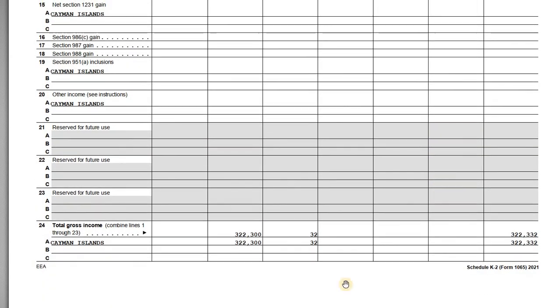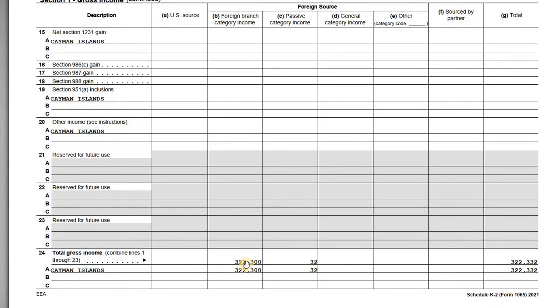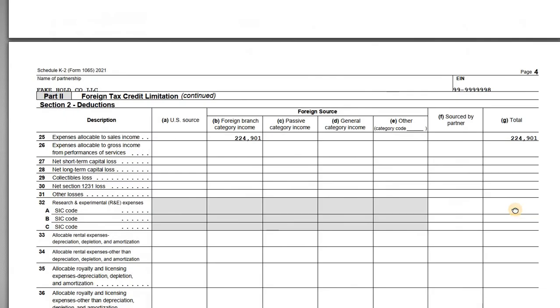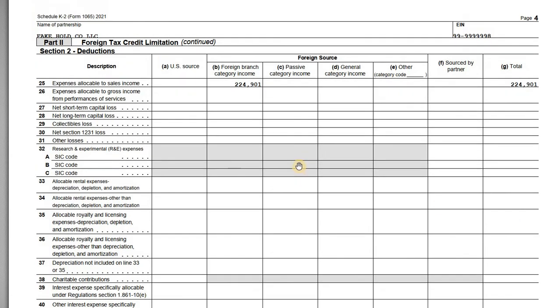If we scroll down to the bottom, they do summarize all the totals here. We can see our total gross income, all allocated to the Cayman Islands, includes the foreign branch category income of $322,300, then the passive category income of interest for $32, and then there's the aggregate total. Now if we go down to the deduction section, it's a similar issue: we're trying to allocate expenses to the appropriate type of income that we're earning and by source.